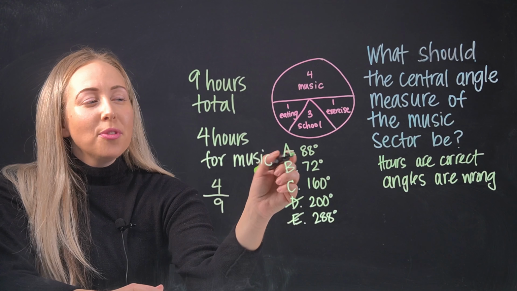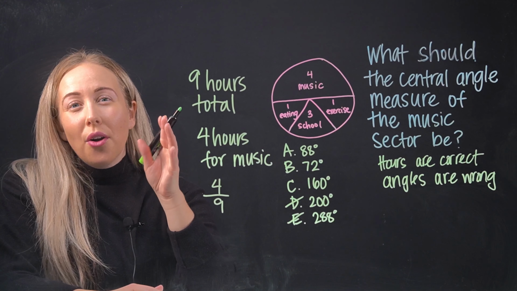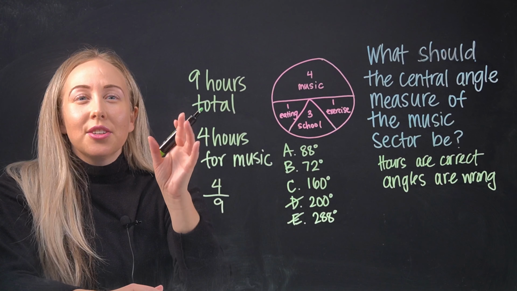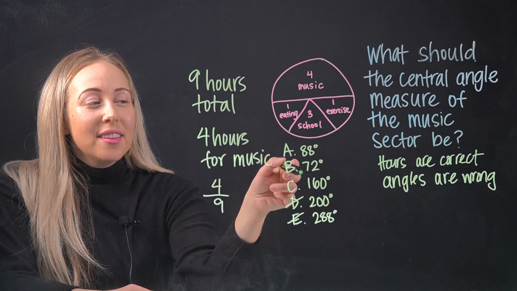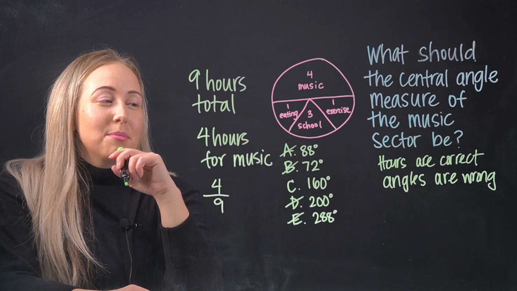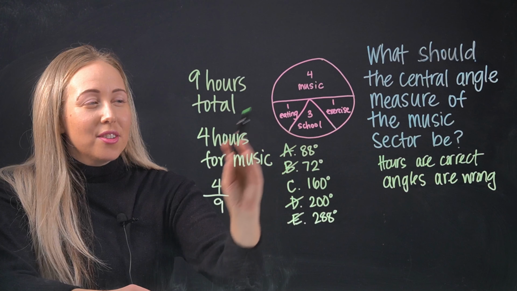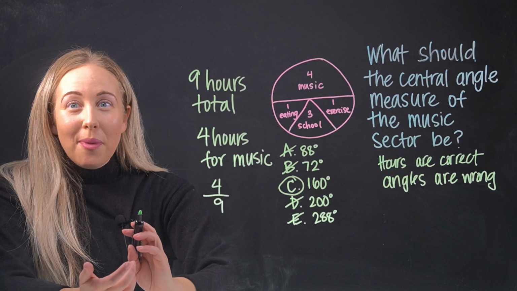We look at our other options. We have A is 88 degrees, B is 72 degrees. Those are all less than a fourth of a circle because we know that 90 degrees is 1/4 of a circle. And so in this case, we can eliminate A and B because those are way too small to represent 4 out of 9. Because 4 out of the 9 total, it should be close to half. It has to be 160. But let's use math to check it.